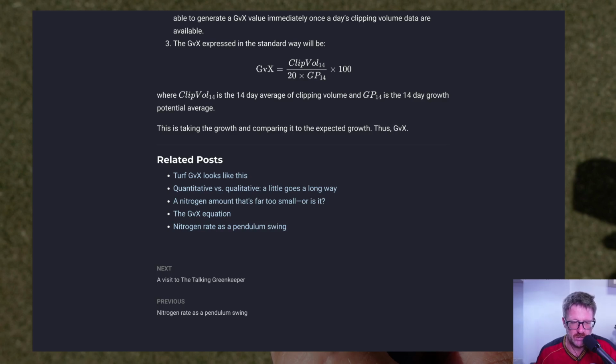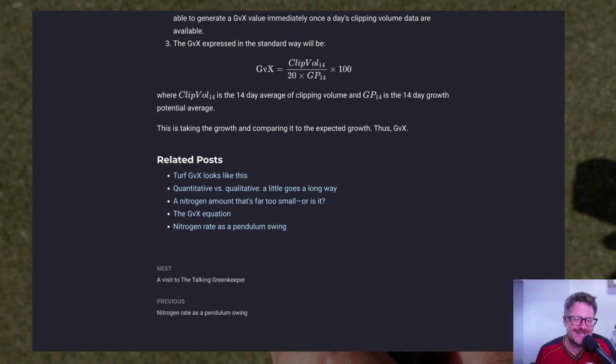These are: Turf GvX looks like this; a nitrogen amount that's far too small, or is it? Another one has the title just the GvX equation, and another one is nitrogen rate as a pendulum swing. So all of these types of posts are related to Turf GvX, and you can study it if you want to.